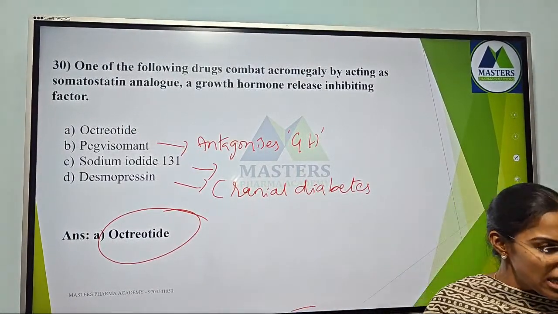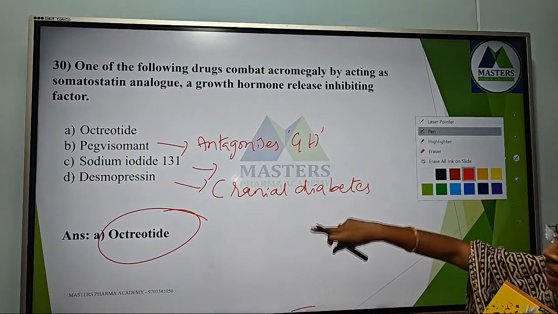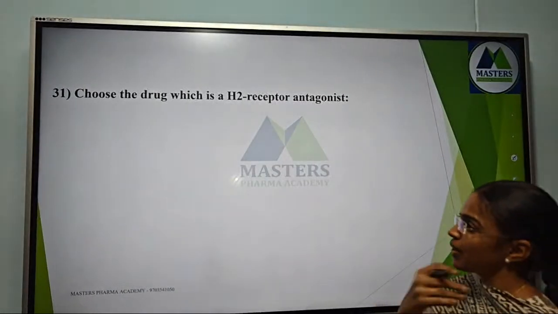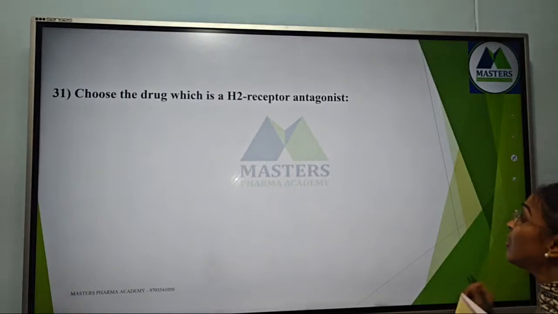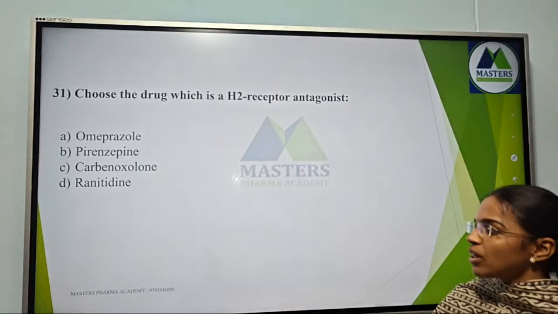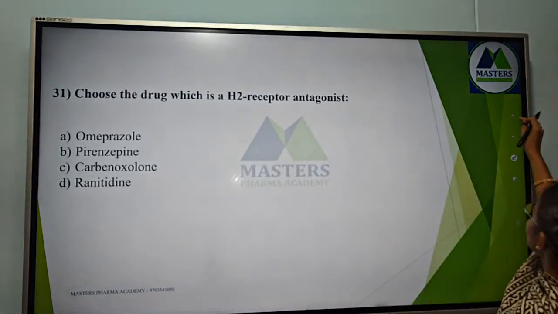Okay, is it clear? So for this, the right answer is octreotide. Okay, next question. Choose the drug which is a H2 receptor antagonist. Direct question. And the options are omeprazole, pirenzepine, carbenoxolone and ranitidine. What's the right answer? Ranitidine is the right answer.